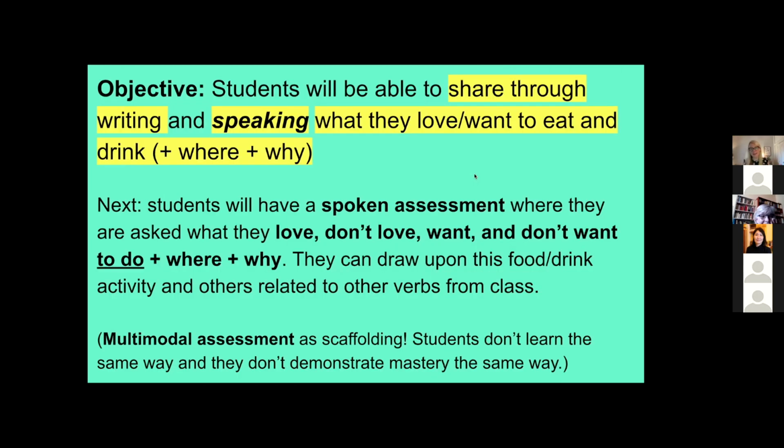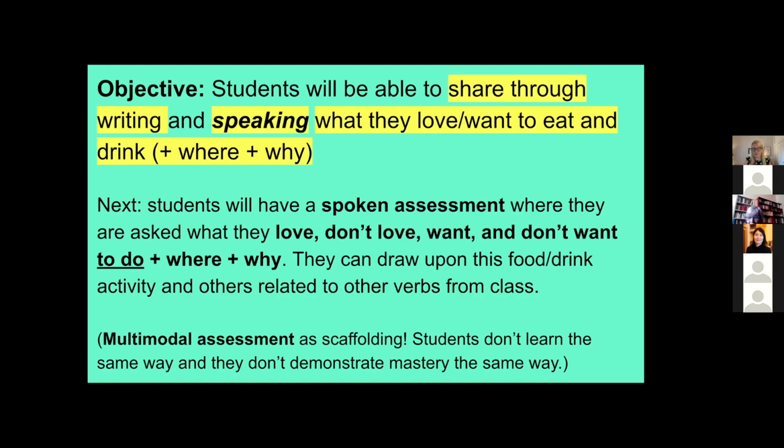The next step after that is that they're going to speak these sentences out loud. They're going to have a spoken assessment that's actually beyond eating and drinking. They're also going to talk about just things they love to do in general, so they can draw upon this exercise. And then we've done some other activities in class related to other verb infinitives.